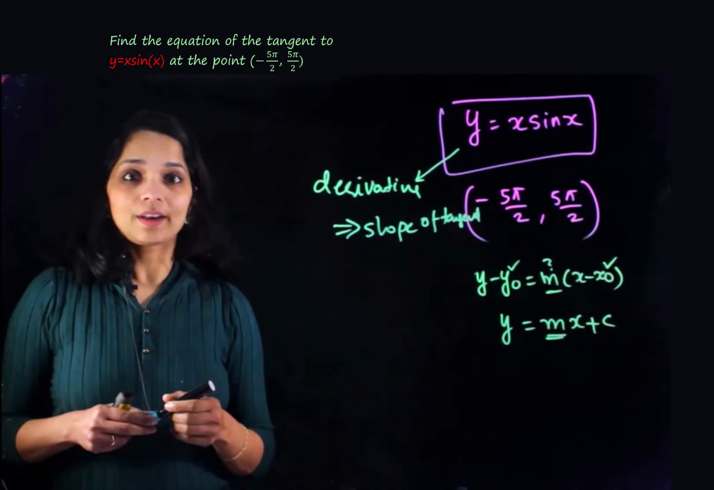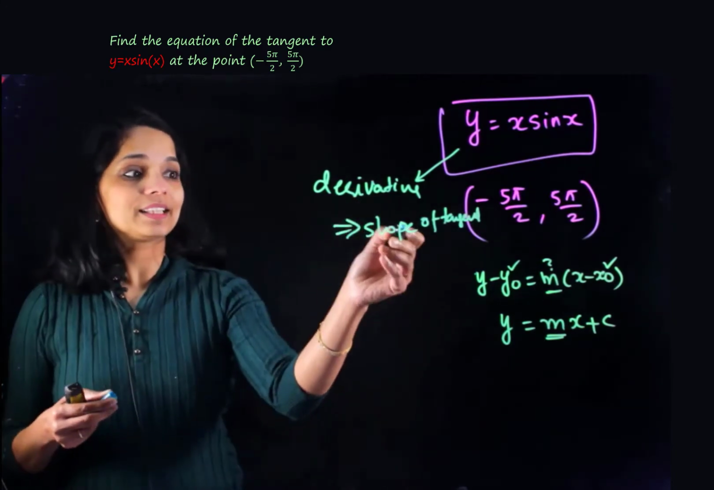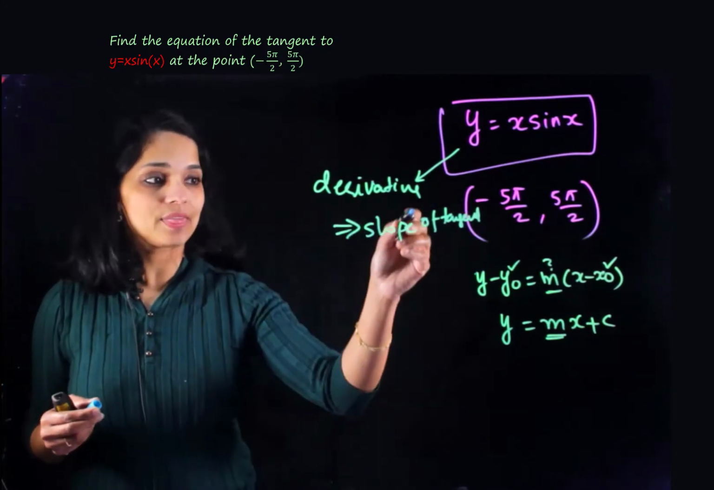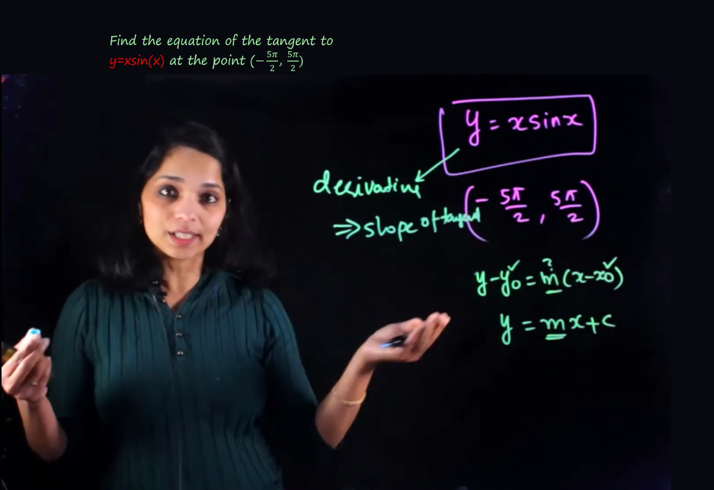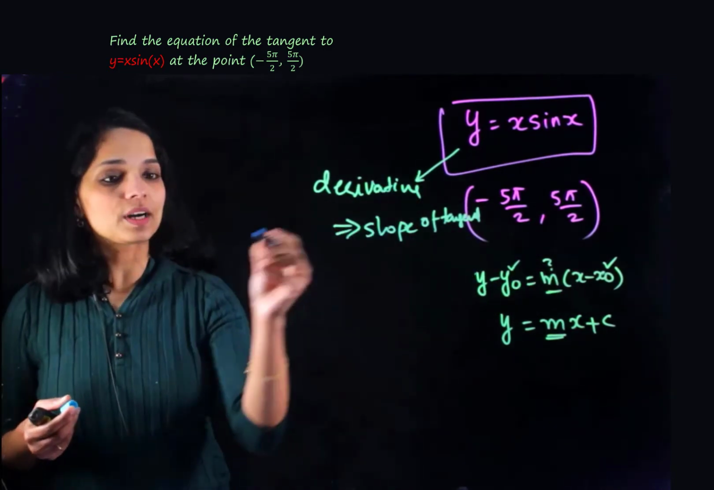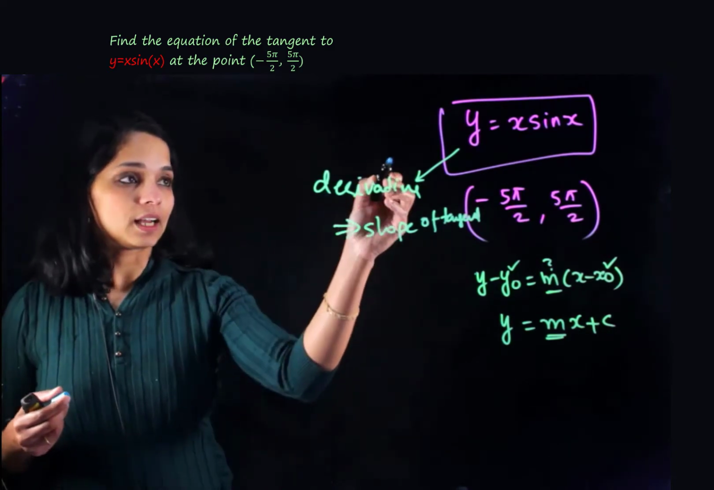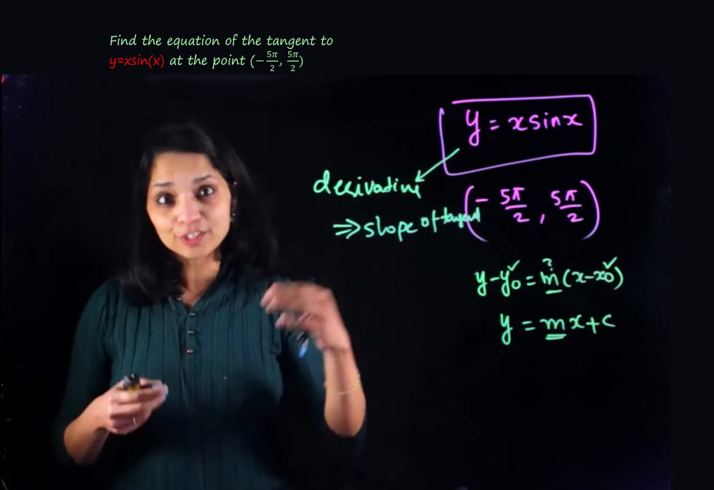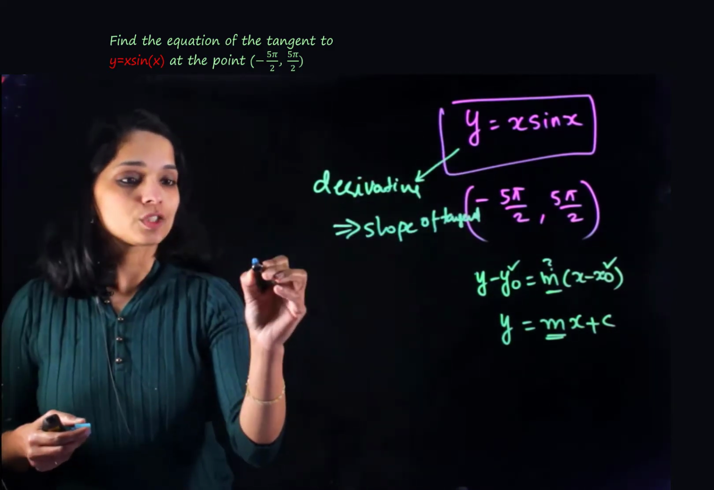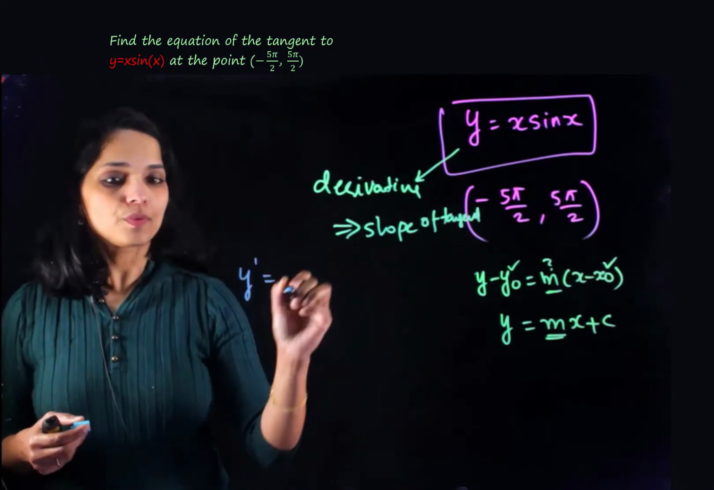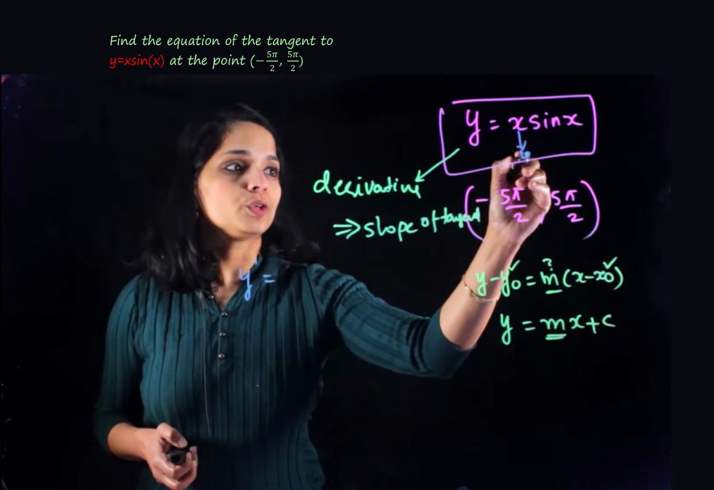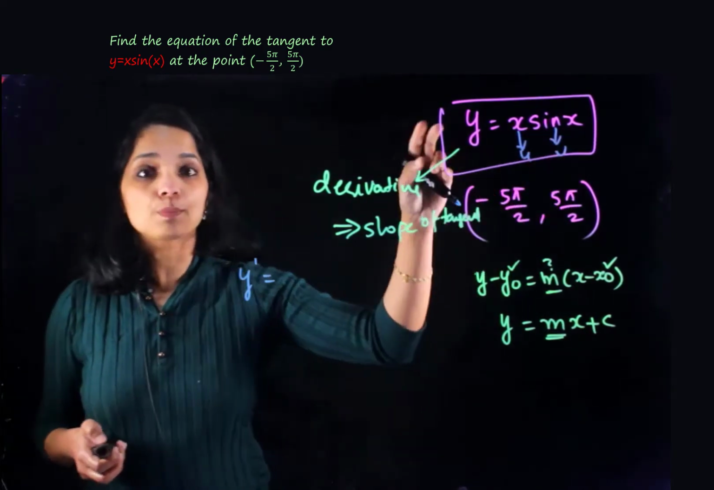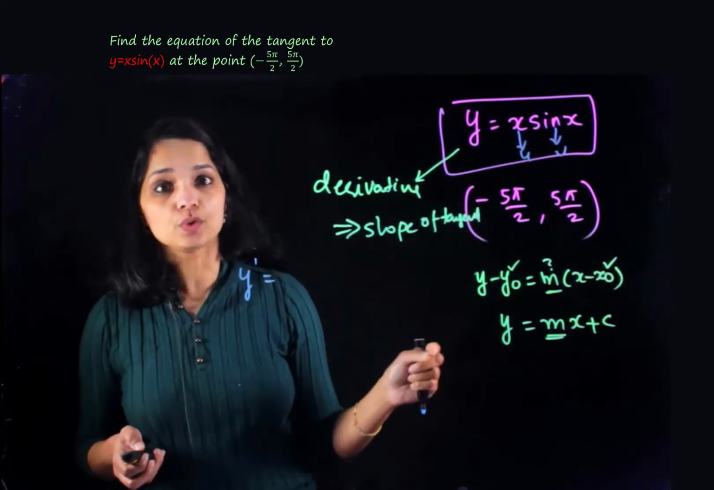Okay, so what should we do now? We find the derivative, and that will give the slope of the tangent, and then the slope of the tangent can be plugged into this equation to get the equation of the line. Simple, isn't it? So first we find the derivative of the function, y dash. To find the derivative of this function, this particular function is of the form u times v. That's a product of two functions, so we need to use the product rule.